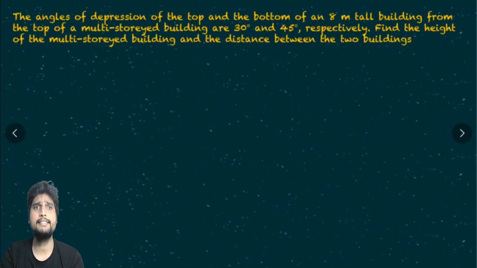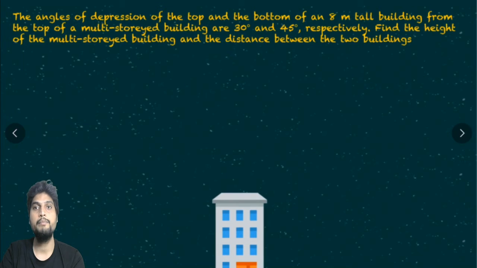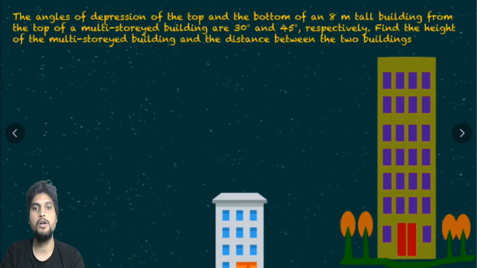Let's consider the next example. Angle of depression of top and the bottom of an 8-meter tall building from the top of a multi-storied building are 30 degree and 45 degree respectively. Find the height of the multi-storied building and the distance between the two buildings. So consider this is the small building, 8 meter, and this one is the large building. Let's put the necessary rays. This will be the angle of depression to the top of the small building.